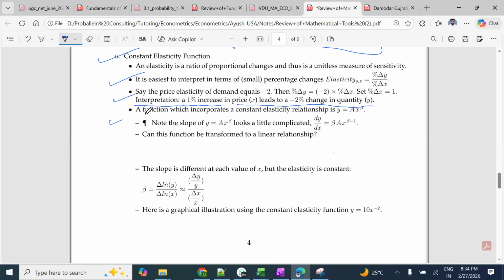So a function which incorporates a constant elasticity relationship is y equal to a times x to the power beta. Here the slope of a x to the power beta will be a little complicated. It will be beta times a times x to the power beta minus 1. Now, whether this function can be transformed into a linear relationship.